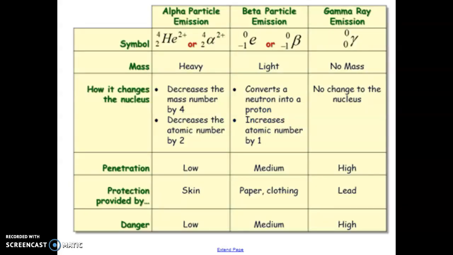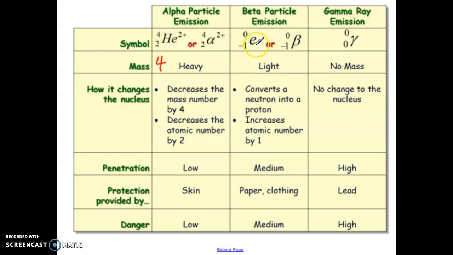So this is a nice summary chart of the 3 different radiations that we've looked at. So we have alpha, beta, and gamma. The symbols are there. In terms of the particle size, this is all based on relative mass. So remember that the alpha particle has a mass of 4 because it's 2 protons and 2 neutrons.